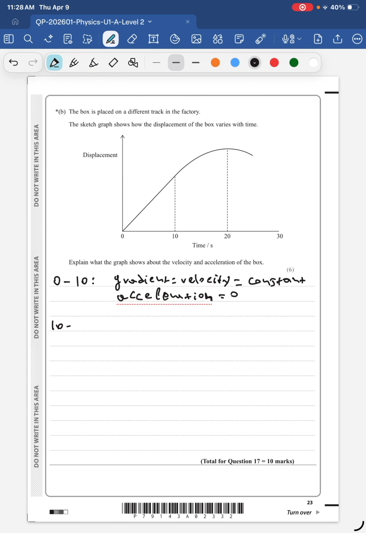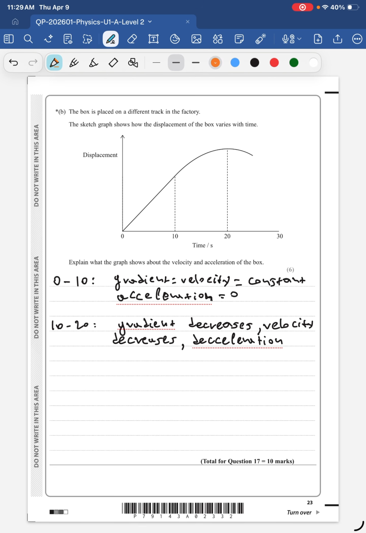Okay, then from 10 to 20 seconds, we see that the gradient decreases, right? So the velocity decreases, right? So we have deceleration. How do we know that the velocity decreases? Because if you take the gradient, you can see that that's the gradient, and then that's the gradient up there. So you see how the velocity decreases. And in fact, at 20 seconds, the velocity is 0 because the gradient is 0.